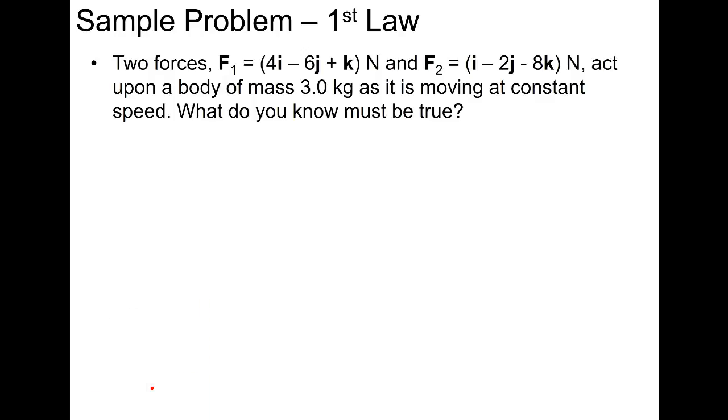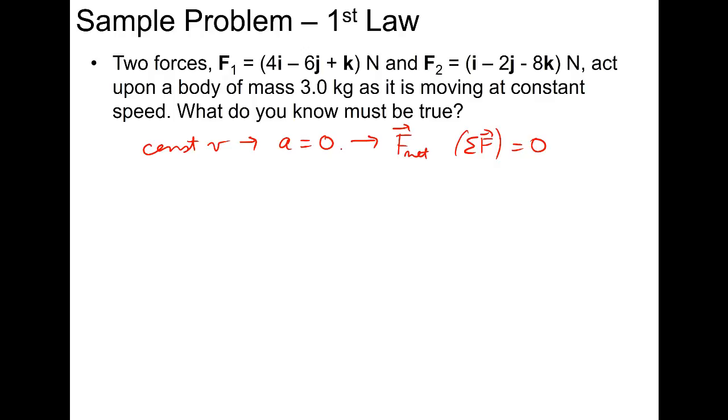So we have two forces, F1 and F2, given by those unit vectors measured in newtons, and they act upon a body of mass 3.0 kilograms as it is moving at constant speed. What do you know must be true? Well, the fact that we have constant speed leads us to know that the acceleration must be zero. And this leads us to know that the net force, or the sum of the forces, must also be equal to zero. And this is sort of a combination of Newton's first and second laws.